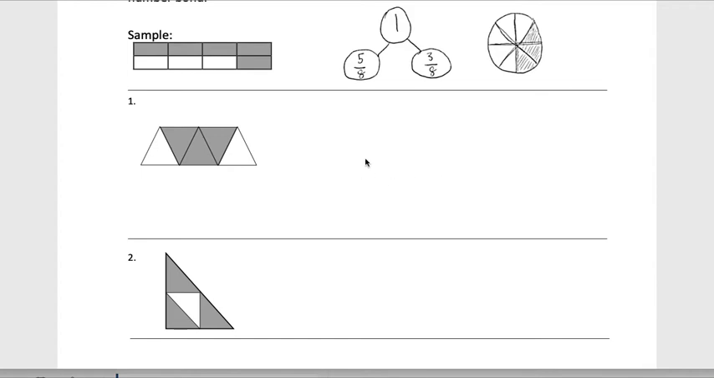For example, if I were to complete number 1 right here, I have 5 equal parts. 3/5 are shaded, 2/5 are unshaded. That would be your one whole number bond.